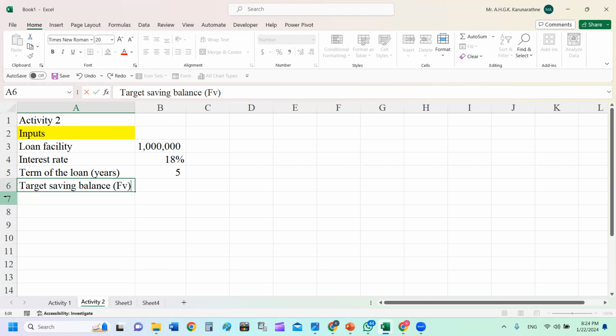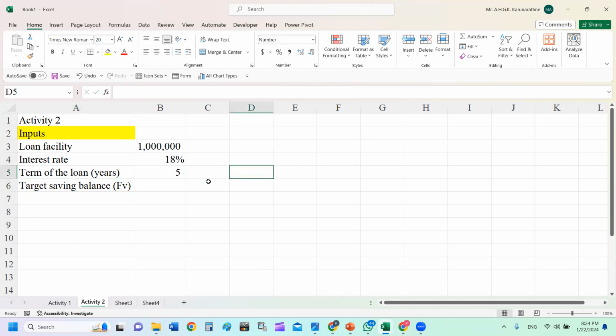Right? So you can understand. Sometimes in most scenarios FV becomes zero because people just want to settle the loan. They don't want to generate savings, but sometimes it's possible. You can go for this option. Bank will be very happy if you are going for this option because it reduces their risk. Okay. Saving balance, in this case they want to generate 200,000.